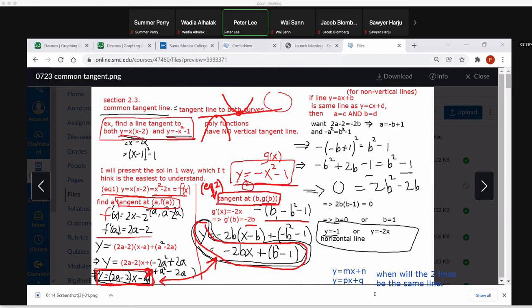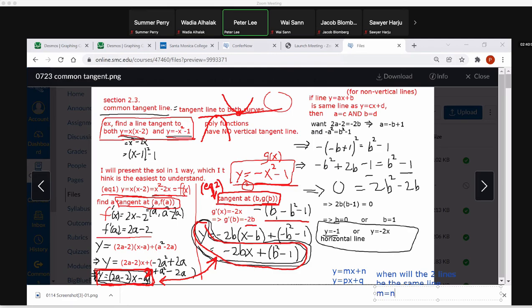So when will the two lines be the same? There's only one way. In order for the two lines to be the same line, there's only one condition. What is that? Well, actually two conditions, but I mean one set of conditions, and if that's the only set of conditions we must have. Okay?